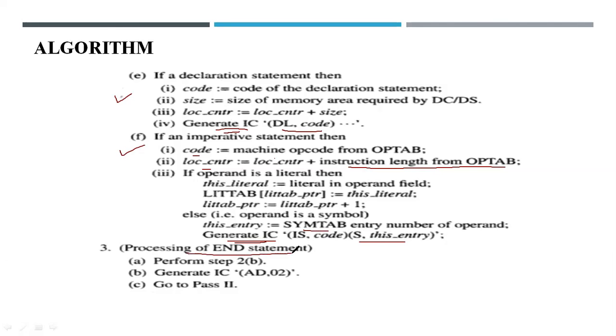The last step is what to do if we encounter the END statement. So, processing of the END statement: perform step 2B. Then generate IC AD,02, because AD,02, the assembly directive, is nothing but END. So generate IC AD,02 and then go to pass 2. This is to be done after encountering the END statement. So what is step 2B?